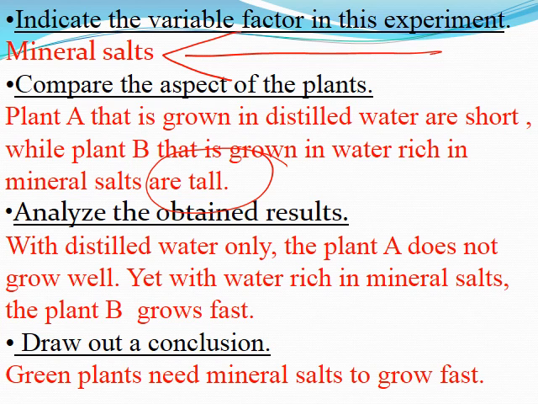Analyze the obtained results. With distilled water only, plant A does not grow well, yet with water rich in minerals, plant B grows fast and grows taller. Draw out a conclusion. The conclusion here is that green plants need mineral salts to grow fast.